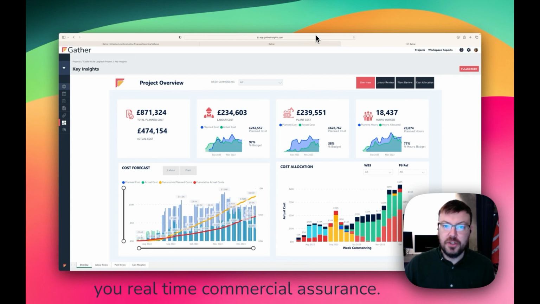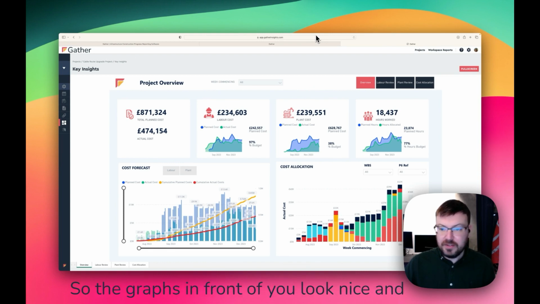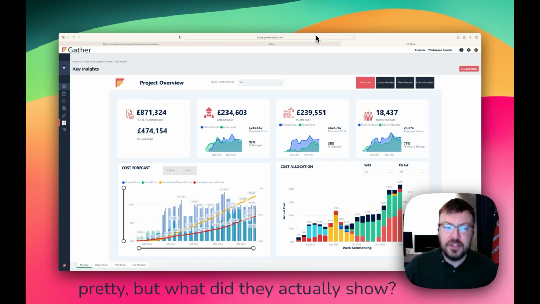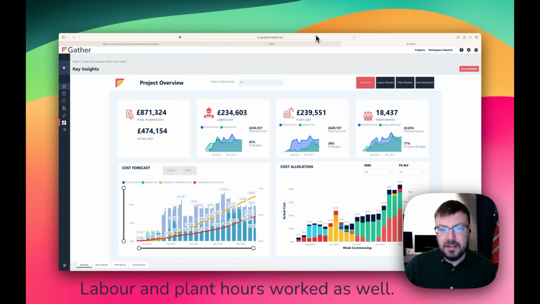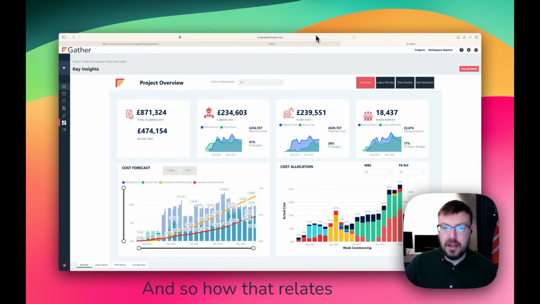Today I'm going to teach you how to use your site diary to give you real-time commercial assurance. The graphs in front of you look nice and pretty, but what do they actually show? Well, it's about giving you planned and actual comparisons for costs, from labor, and plant hours worked as well, and understanding how that relates back to your overall forecast, budgets, and cost allocations. So let's start with how it's built up.